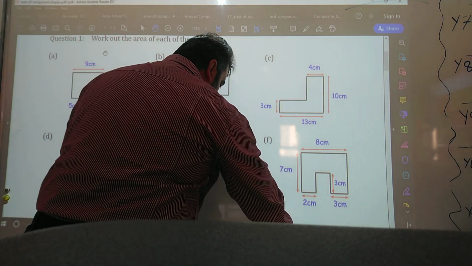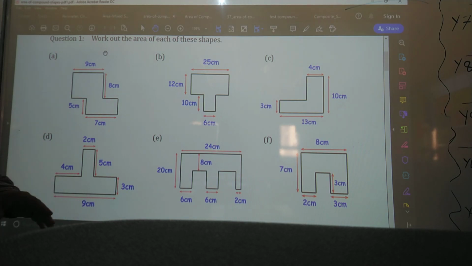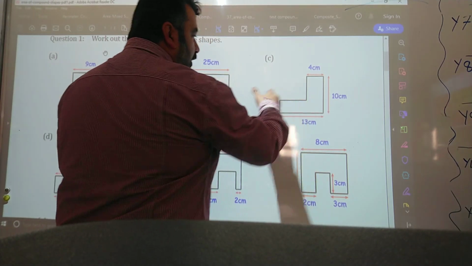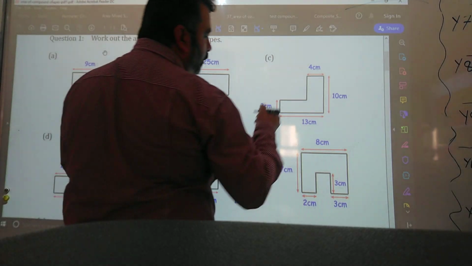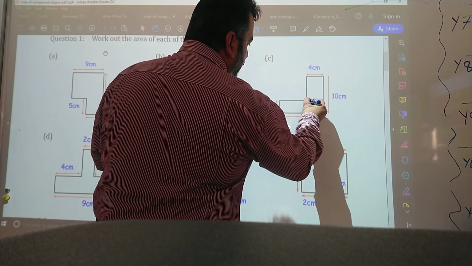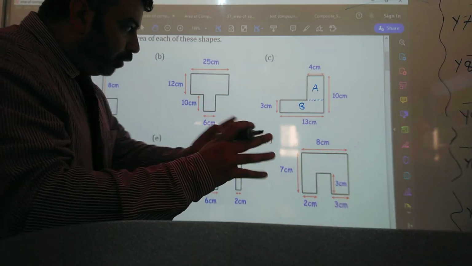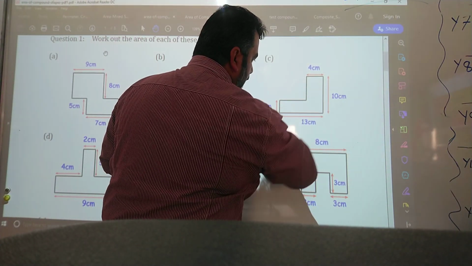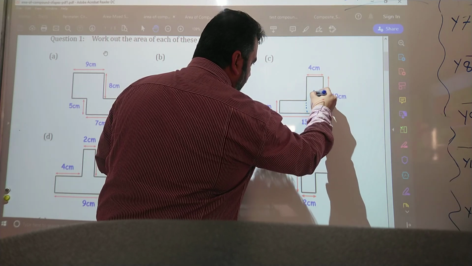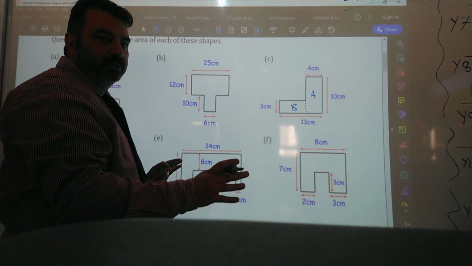Now, I don't have a direct formula to find the area of this shape. So what I will do, I will cut it into 2 pieces. Let's say this is A and this is B. It doesn't matter.